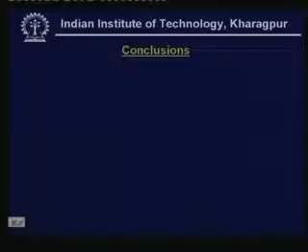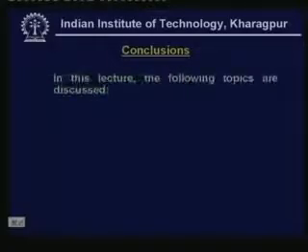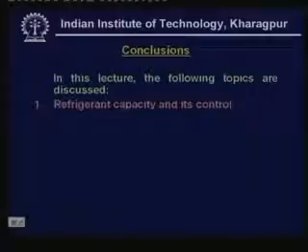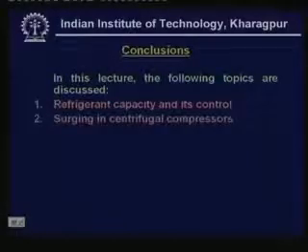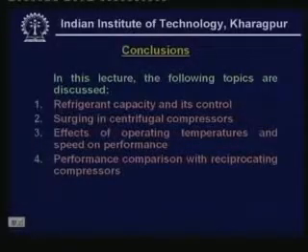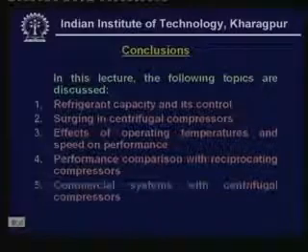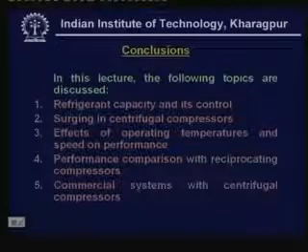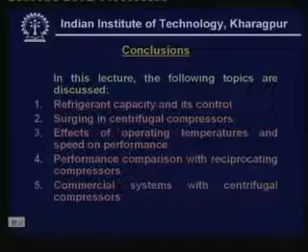Okay. Let me give a homework problem which you can try at home. Before that, let me conclude what we have learned in this lesson. In this lecture, the following topics are discussed: refrigerant capacity and how to control it, surging in centrifugal compressors, effects of operating temperatures and speed on performance, performance comparison with reciprocating compressors, and commercial systems with centrifugal compressor. These are the aspects covered in this lecture.